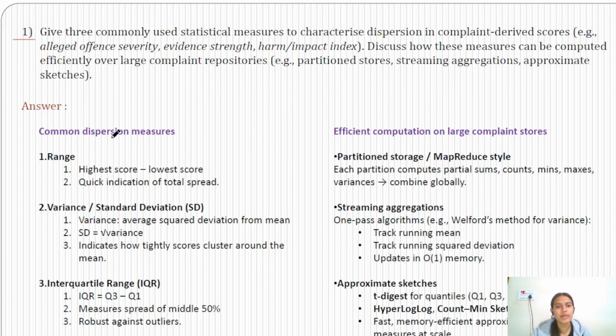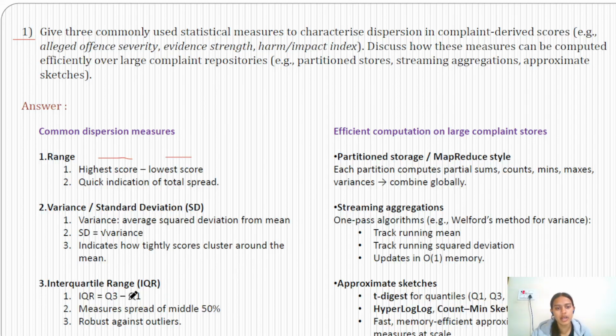Now, common dispersion measures. We have range, variance, and interquartile range. Range is just the highest score minus the lowest. It is a quick indication of total spread. Variance is the average squared deviation from the mean, and standard deviation is just the square root of variance. So it indicates how tightly scores cluster around the mean.